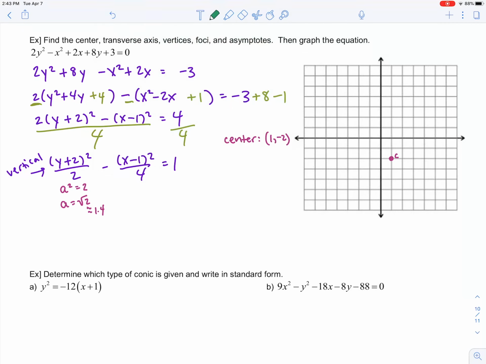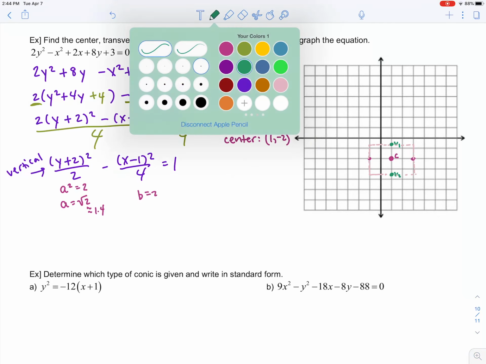So I can use that to plot my vertices, which should be above and below. So here's a vertex here. Here's the vertex here. So they're 1.4 units away from the center. The b value I can see is 2. The b value I can use to graph my rectangle, which I'll do next. Okay, looks something like this.